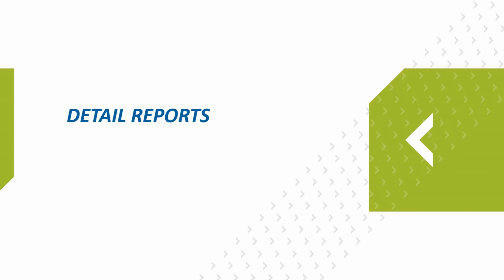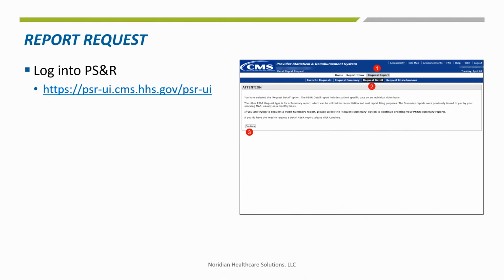Now that you know how to order a summary report, we will cover how to request a detailed report. To order a detailed PS&R report, you need to log into the PS&R system. Remember, only PS&R users can request reports. Once logged in, you will select Request Report, which is located in the banner line at the top of the screen.